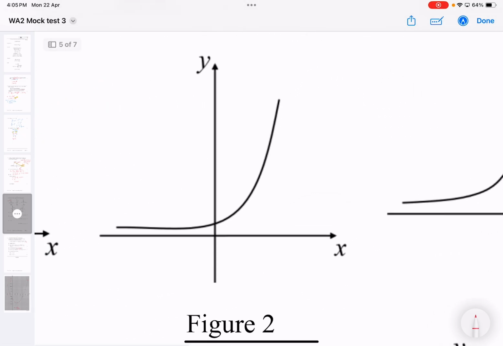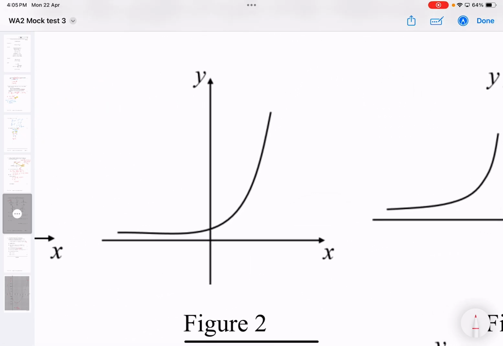Now this graph should be very familiar, because if you think about it, as x goes up and up, it's just increasing, increasing, increasing. So what kind of graph is this, Xiaowen? Can you help us out?